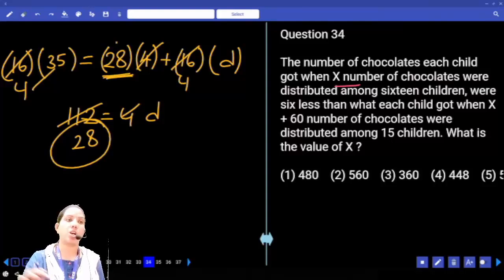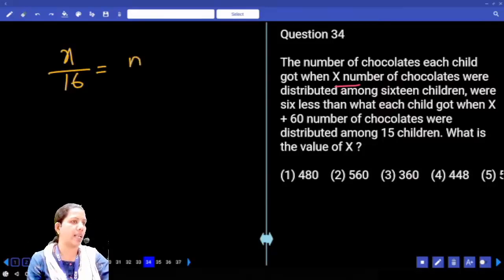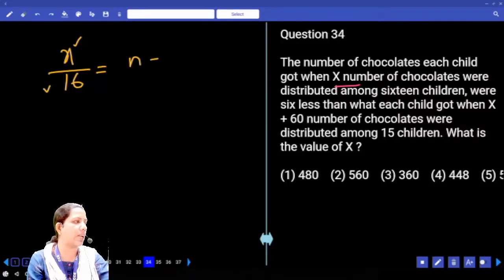Initially there are how many chocolates? X chocolates. X chocolates were distributed among how many students? 16 students. And the number of chocolates each one gets, suppose my assumption is n. X is the total number of chocolates, distributed among 16 persons. Then each child got n chocolates.